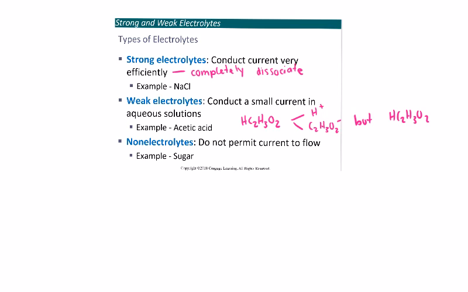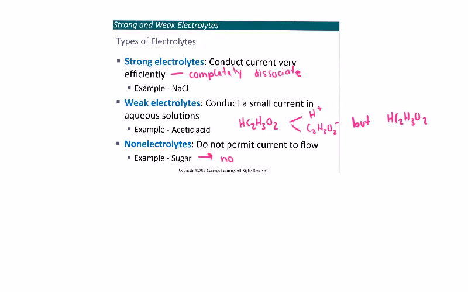Okay, non-electrolytes don't have any current whatsoever, so I'm going to have no positive and negative charges in a non-electrolyte. Another good example for a non-electrolyte is ethanol. Okay, it's not going to break apart. I'm not going to have any positive or negative ends, so it's not going to conduct any electricity. Okay. All right, so this leads us to molarity.